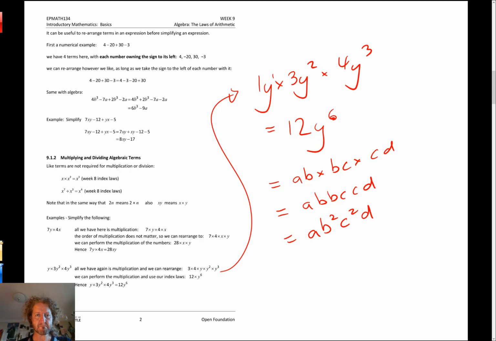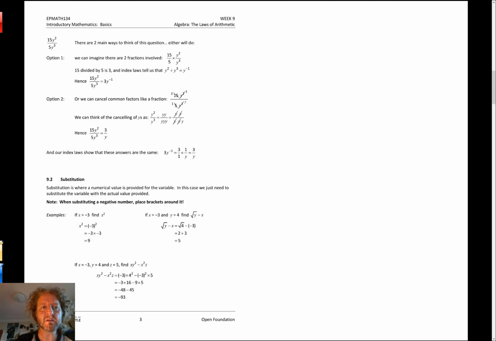Alright, another. Then I put in a division. I've got a 15y squared on 5y cubed. Now there's an option 1 and an option 2. I'm an option 2 person, but I'm going to do option 1 first anyway. Option 1 says, oh, didn't write the 5.